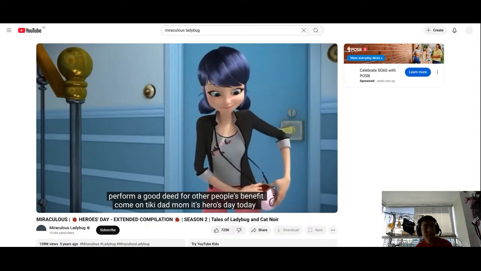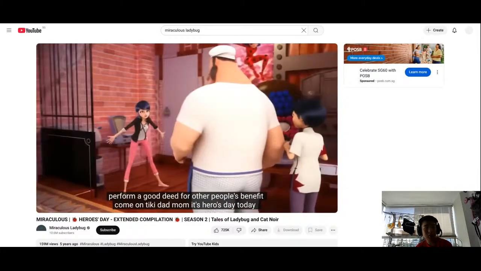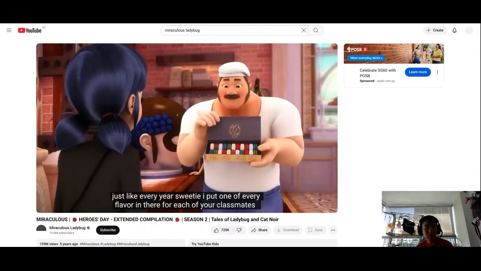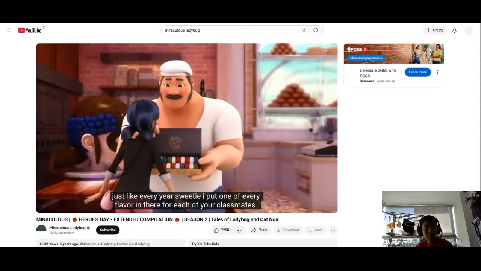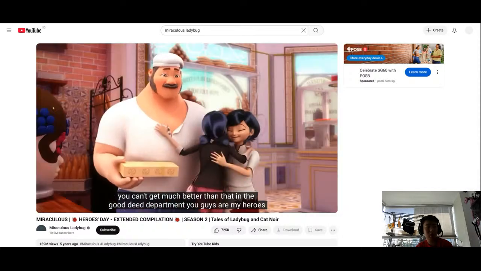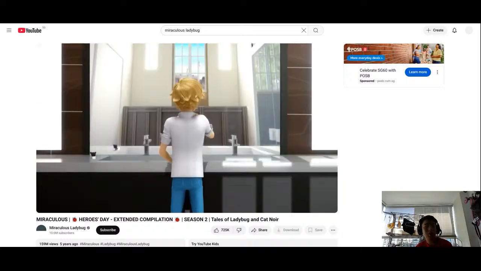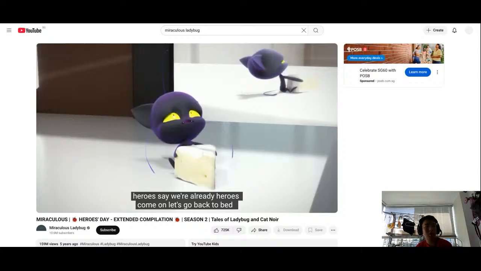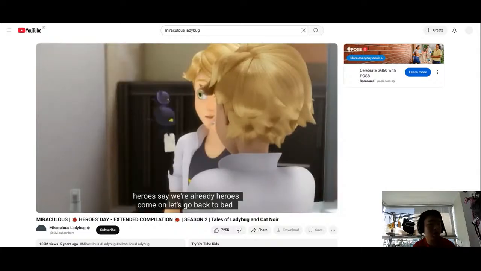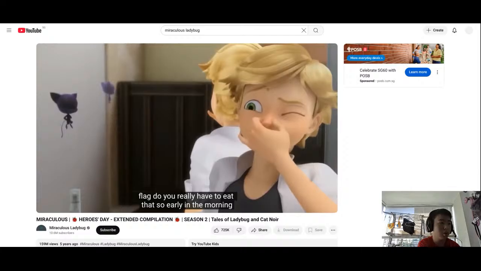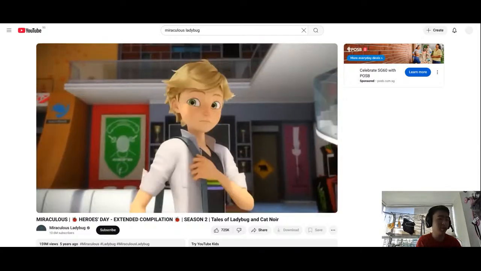Come on, Tiki. Dad! Mom! It's Heroes Day today! Just like every year, sweetie. I put one of every flavor in there for each of your classmates. You can't get much better than that in the good deed department. You guys are my heroes. Heroes Day. We're already heroes. Come on, let's go back to bed. Flag, do you really have to eat that so early in the morning? I charged this.